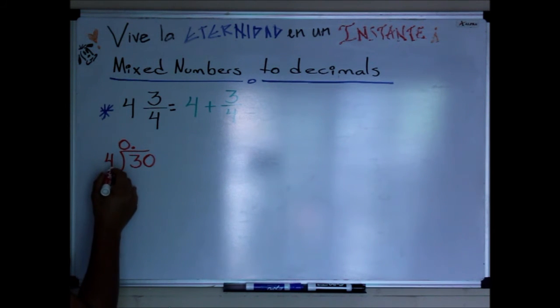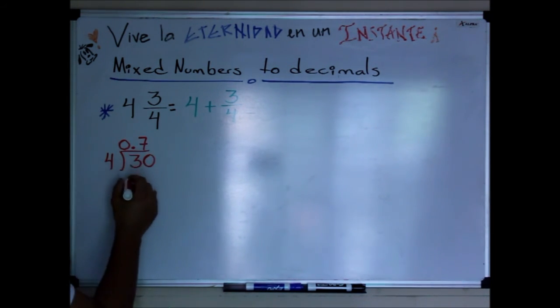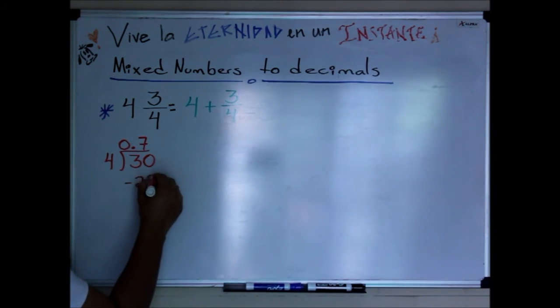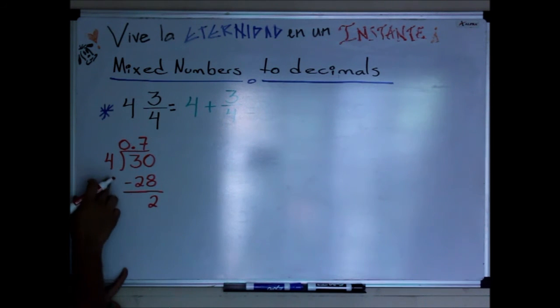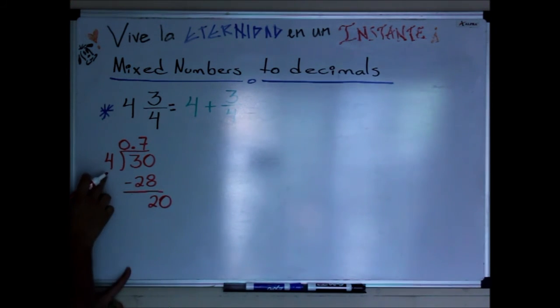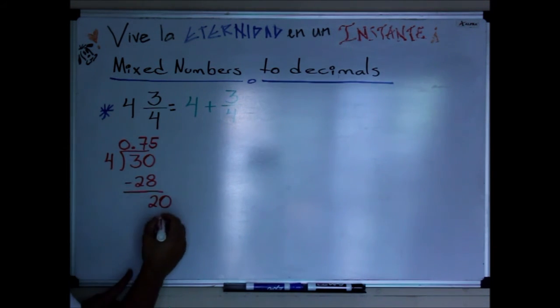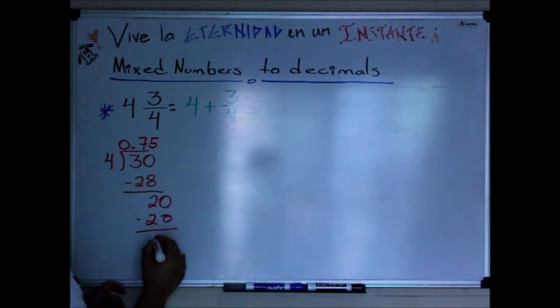How many times does 4 fit on 30? 7. So 4 times 7 will be 28. Right here the subtraction. We make the subtraction to get 2. The 4 does not fit on 2, so we're going to change the 2 into 20. And how many times does the 4 fit on 20? 5 times. That will be here also 20. We make the subtraction and we get 0.